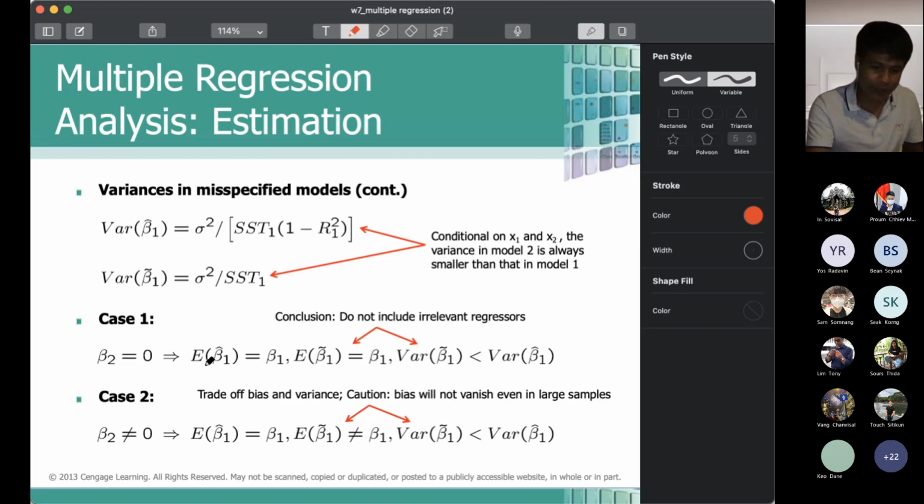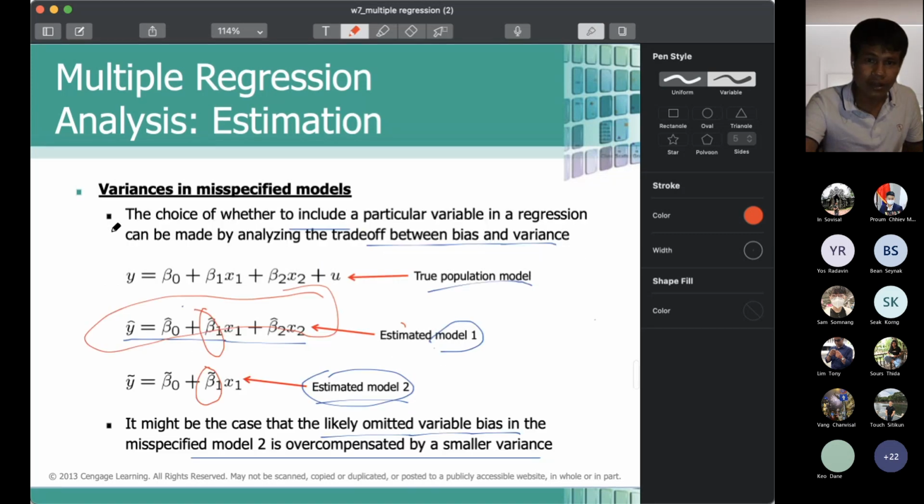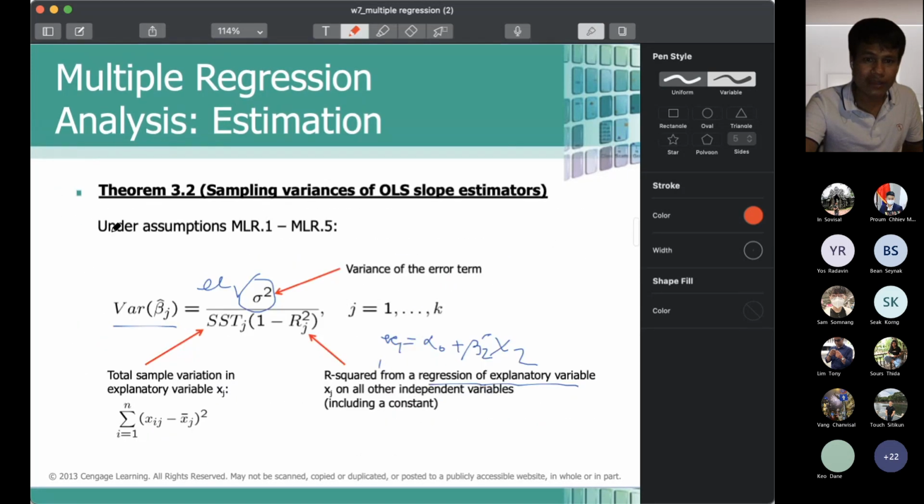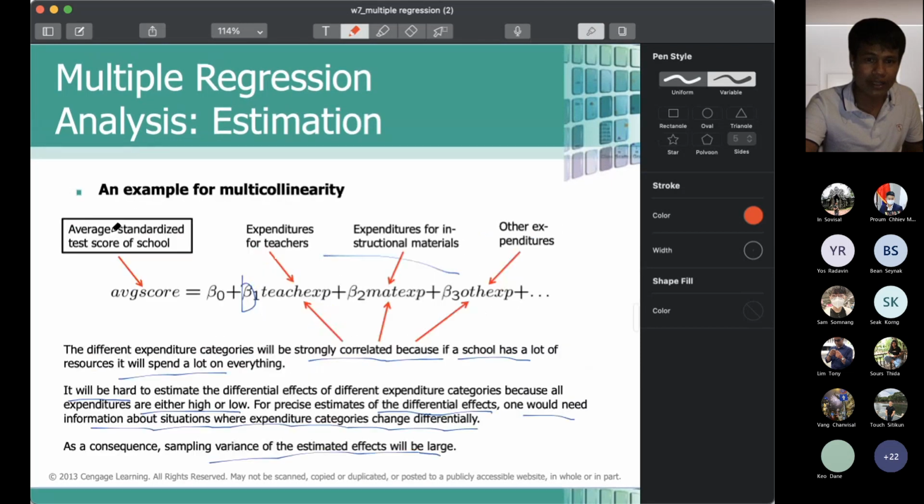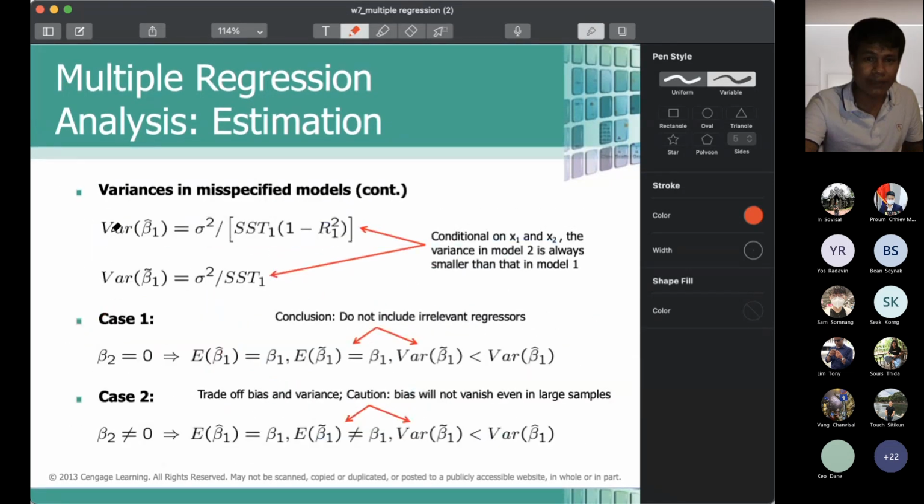So again, if you remember, this is from the original variance, how we estimated variance. All right. So for model 1, where we have two independent variables, the variance of delta 1 hat is calculated using this equation.